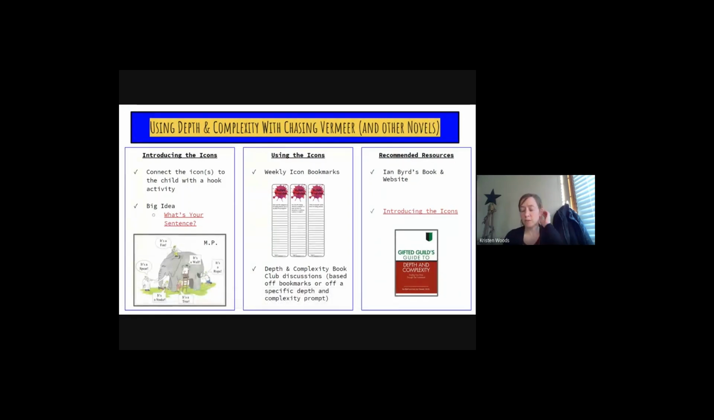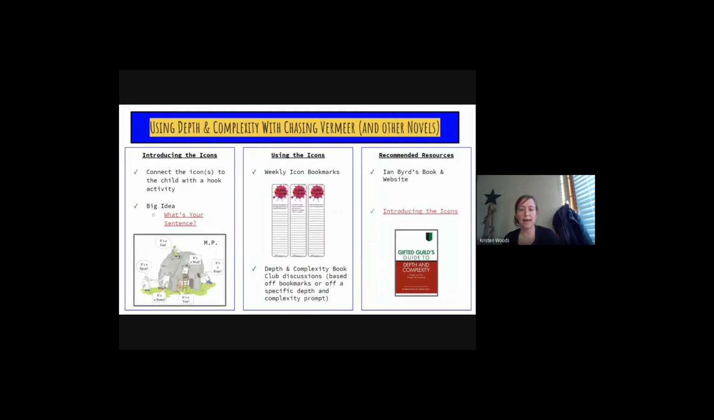Then we would introduce them to weekly icon bookmarks. The picture is one that came from Teachers Pay Teachers. However, we kind of used that, but then tweaked it to make it fit our novel. And also we used the bookmarks and were able to tier some of the questions, again, because we did have a little more variety of levels in our class than we typically do. So the bookmarks definitely helped guide the kids as we read.